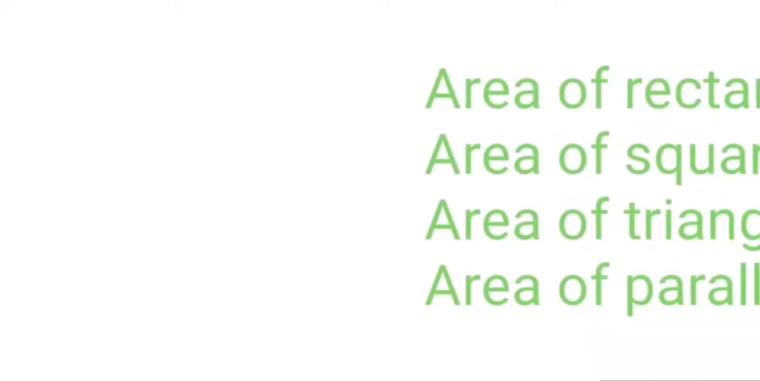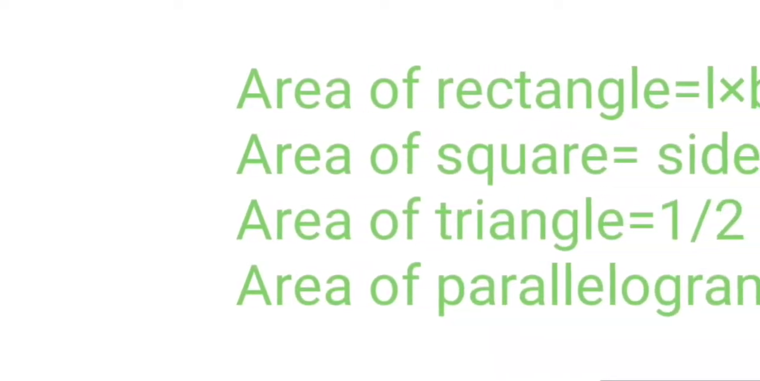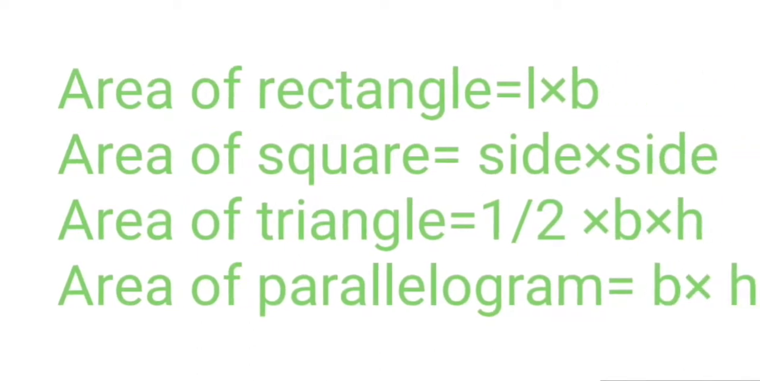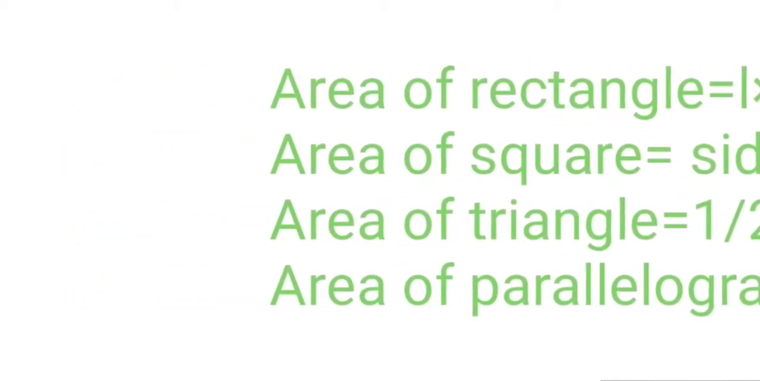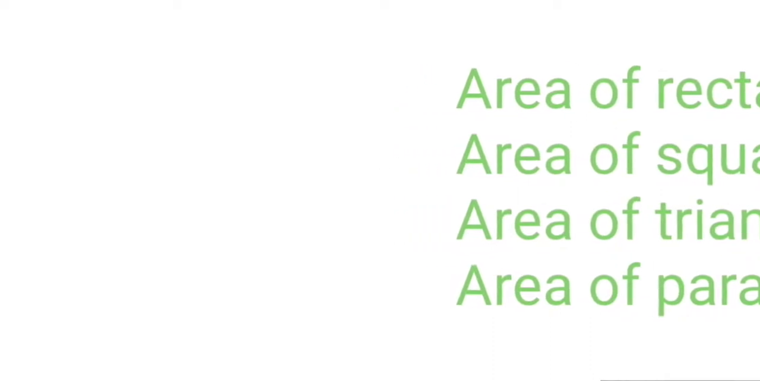Now see the definition of area. Area is the amount of surface of the plane covered by a closed figure. So the area of rectangle formula is L into B. Area of a square formula is side into side. Now area of triangle formula is 1 upon 2 into base into height. Now area of parallelogram formula is base into height.